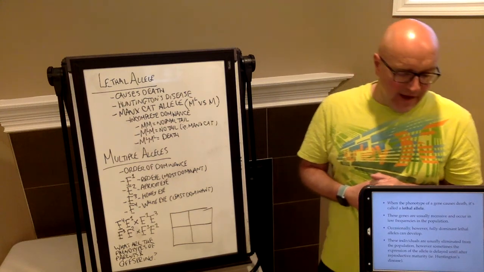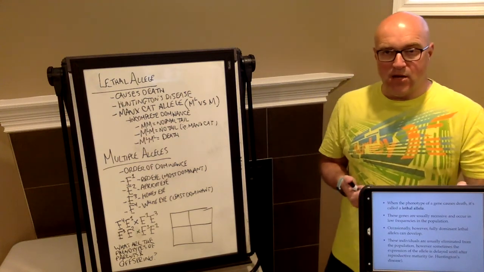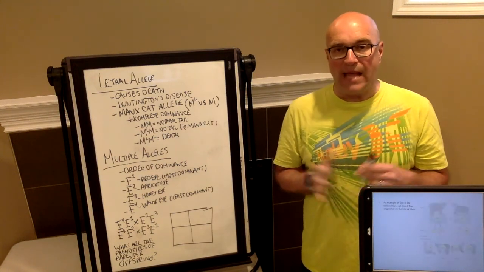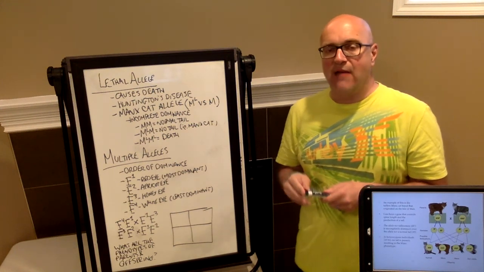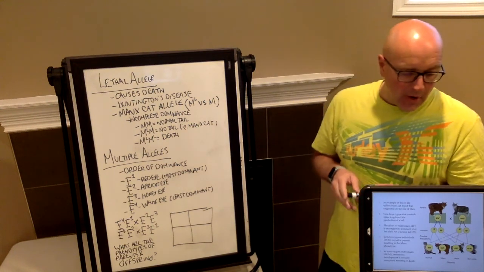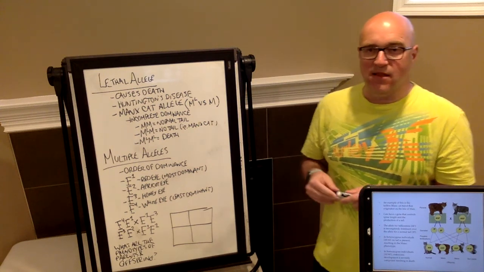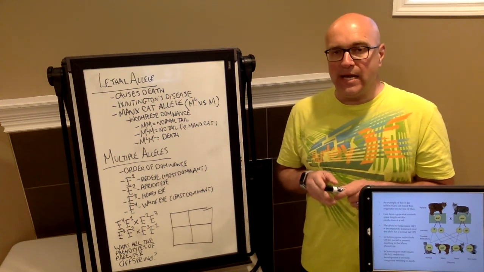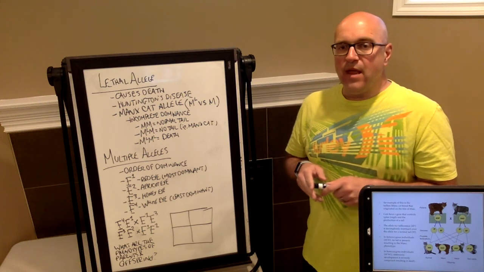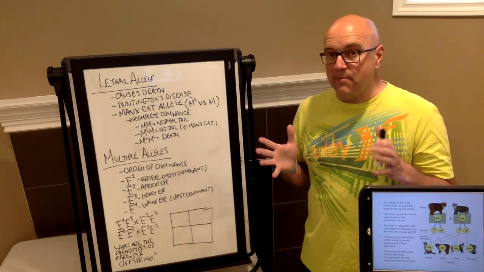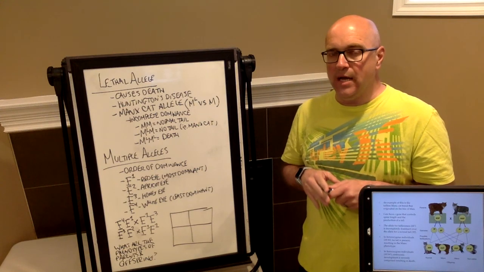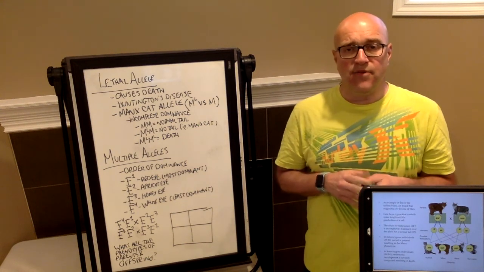There's also an allele found in a type of cat known as a Manx cat. If you like cats, you might have heard of a Manx cat. Manx cats are tailless cats that are bred. They originally came from the Isle of Man in the United Kingdom. These tailless cats are created because of an incomplete dominant set of alleles.